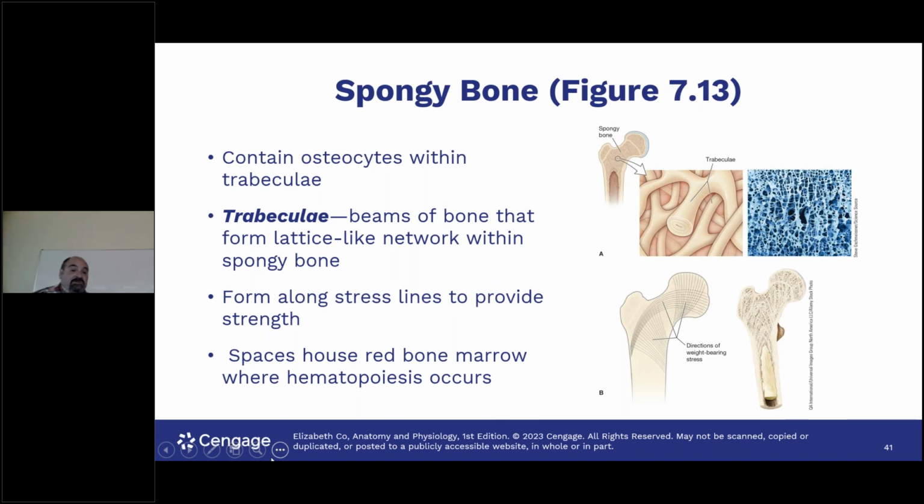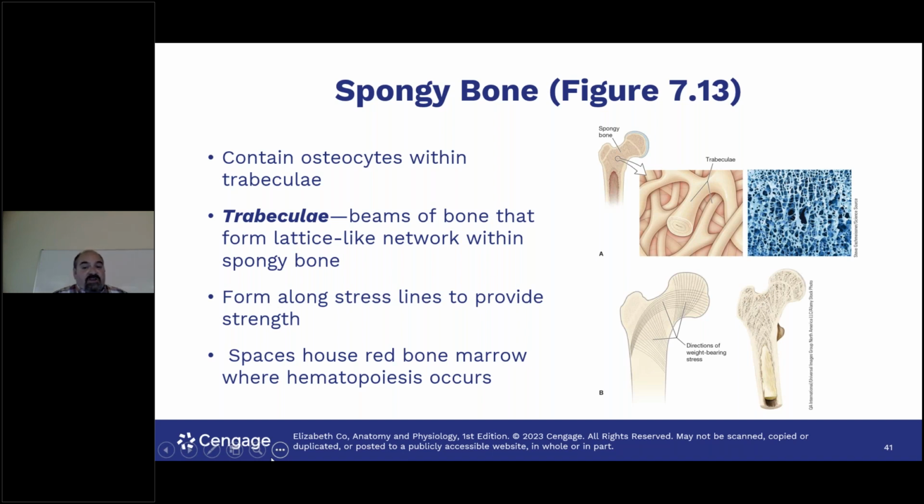Spongy bone, osteocytes within trabeculae. These are rods of bone. Did I say that before? If I didn't, rods of bone. There's spaces between them, and in the holes is where the vessels will pass through and move throughout. So one thing you need to come away with is thinking that bone is very vascular. Bone is very what? Vascular. Good.